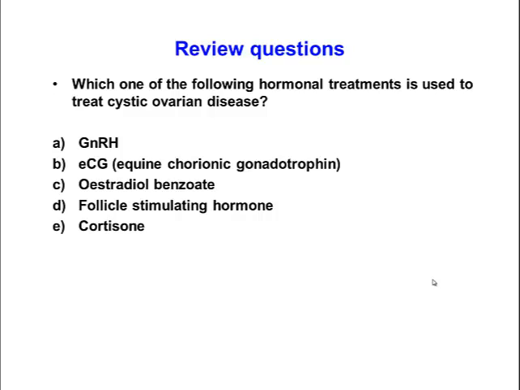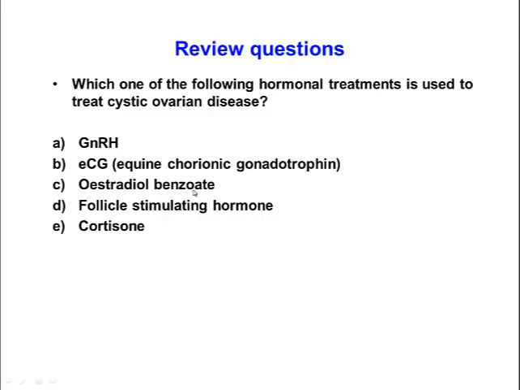Which one of the following hormonal treatments is used to treat cystic ovarian disease? The main drug that we use is gonadotrophin releasing hormone, because we know that this will induce a pre-ovulatory LH surge. eCG in the cow acts more like FSH, so it's not used to treat cystic ovarian disease.